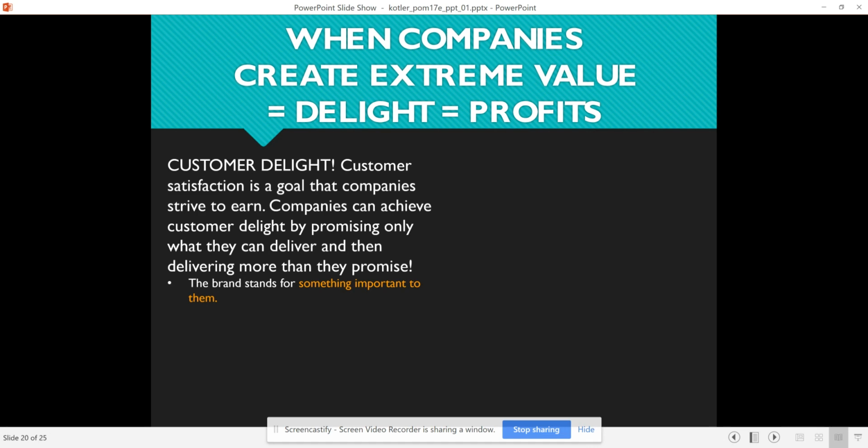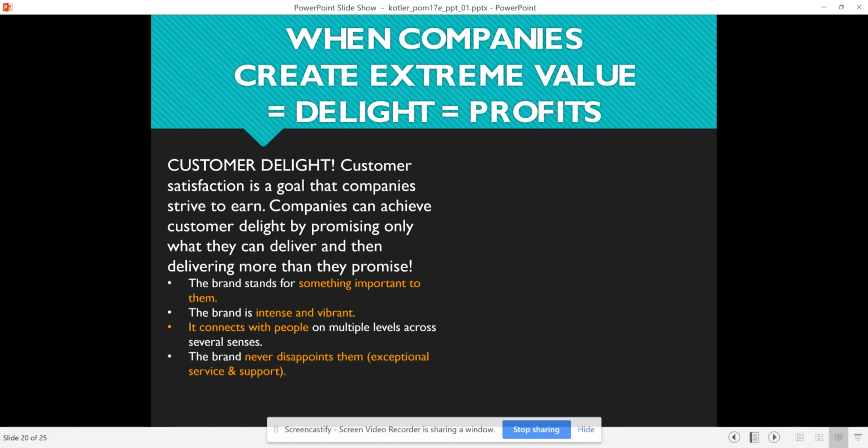Brands that delight customers, the brand stands for something. It's important to the customer. The brand is intense and vibrant. It connects with you at many, many different levels and senses, your mind, your body, your spirit. I think fur coats are great. I mean, they're beautiful, but I'm not going to buy a fur coat. I might buy a fox fur coat because of what my senses and my social values mean to me. So again, you have to connect at all levels.